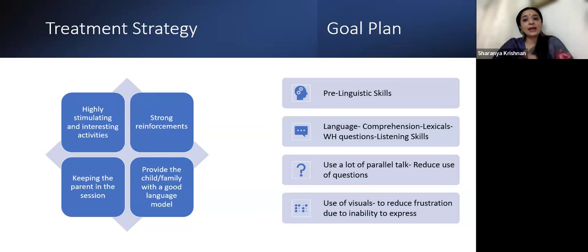So the goal plan would primarily involve working on the prerequisite learning skills for a long time until the skills are established and we are able to comfortably move on to language-based activities, which will again focus on comprehension. So receptive language is something that is underrated, and I think working on that helps the child develop a bank of vocabulary which they can withdraw for communication.